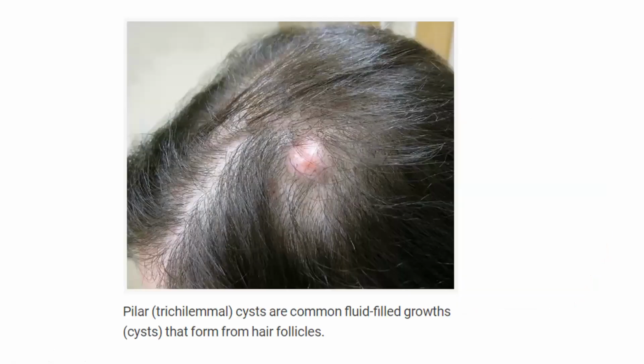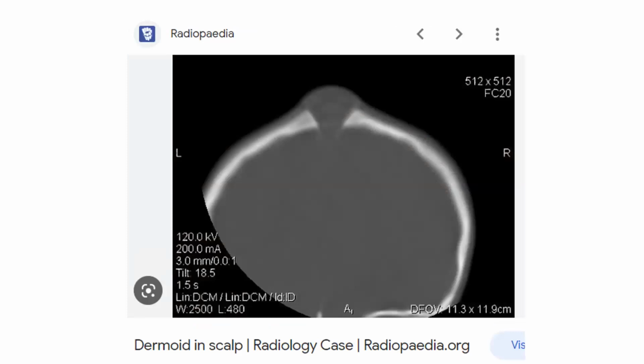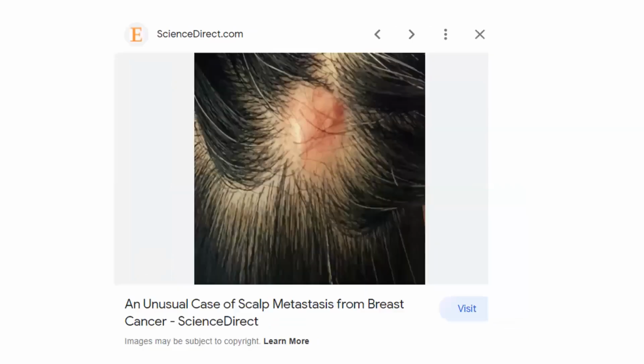A few lesions that you need to see when you are examining your patients include the trichilemmal cysts, which are common fluid growths from around the hair follicles, and hemangiomas. You might have seen these. These are very important for us to know, and you need to look for them when you are examining the scalp of your patient. And the scalp dermoid, this is a case I've taken from Radiopaedia. This is an important thing that as a neurosurgeon you need to know.